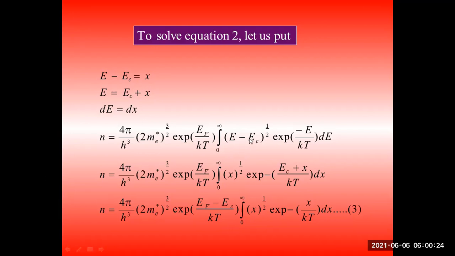So now E minus EC is nothing but x, to the power of 1 by 2, exponential of E is, what you know, EC plus x. So EC plus x, you can see this factor E is nothing but EC plus x. So just replacing that, you get this value: n is equal to 4 pi (2 me by h square) to the power of 3 by 2, exponential of EF minus EC. See again what I'm doing, since it is a separate term, exponential means this can also be written as exponential of EF minus EC by KT, taking outside x to the power of 1 by 2 exponential of minus x by KT. Now this is equation number 3.